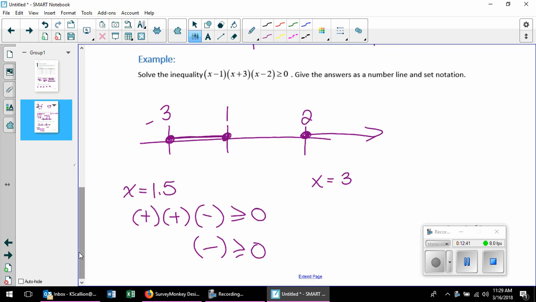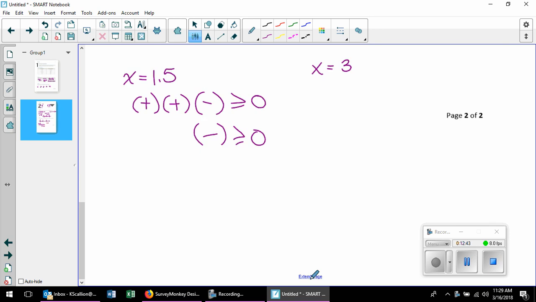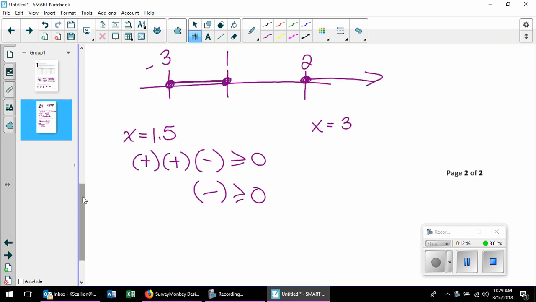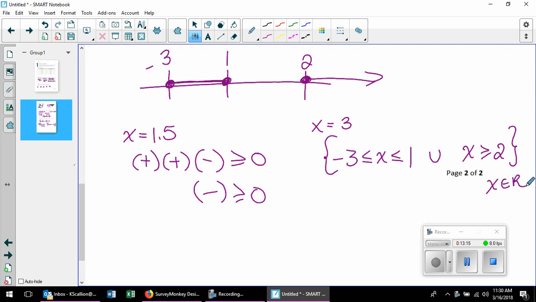Now I got to put it in set notation. So you're going to have 2 different sets. You've got 2 different things happening. So I'm going to have from negative 3 to positive 1, x in between, x has to be greater than or equal to on both of those, in unison with x being greater than or equal to positive 2, fancy brackets, x is an element of the real numbers.